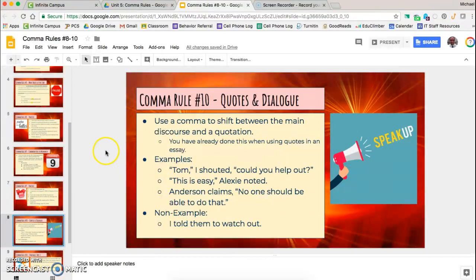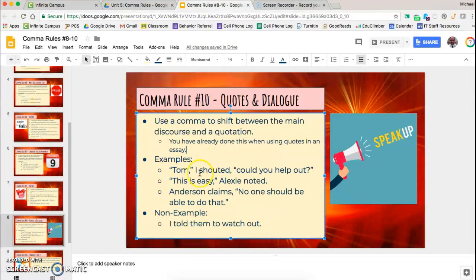Comma rule number 10 is also not too tricky. This deals with quotes and dialogue. So you'll use a comma to shift between the main discourse and a quotation. Anytime you're moving from a quotation to just regular text, you're going to use a comma. You've already done this when you've used quotes in your essay, so hopefully this looks a little bit familiar.